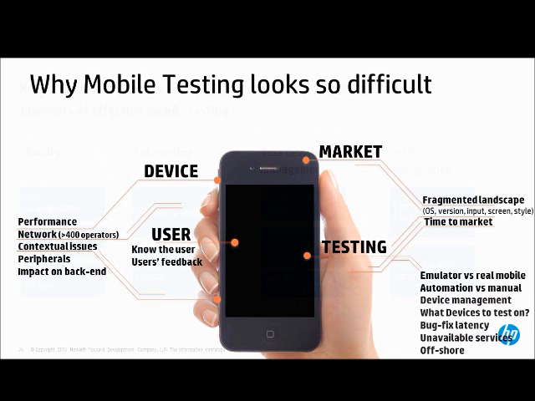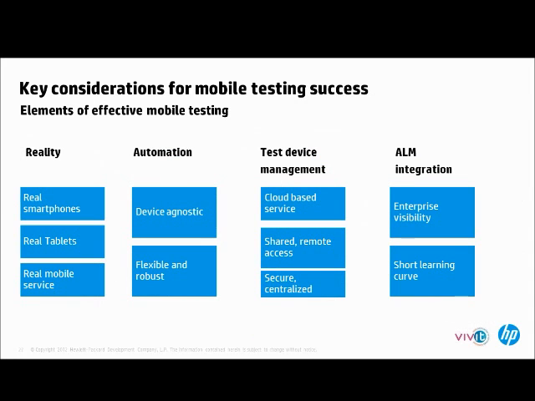So what are some of the key considerations for testing mobile applications and choosing a solution for mobile testing? The first one is to be able to test on real devices. We need to be able to test on real smartphones and real tablets connected to a real mobile service or even a Wi-Fi network.